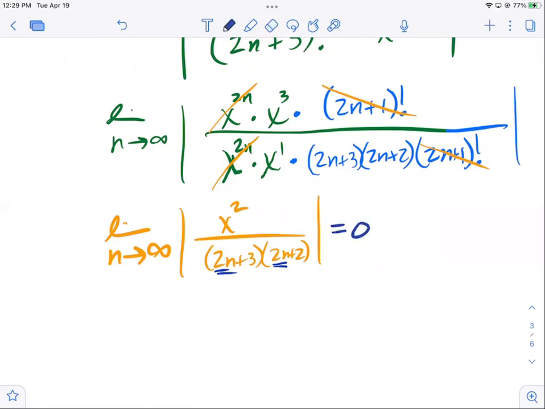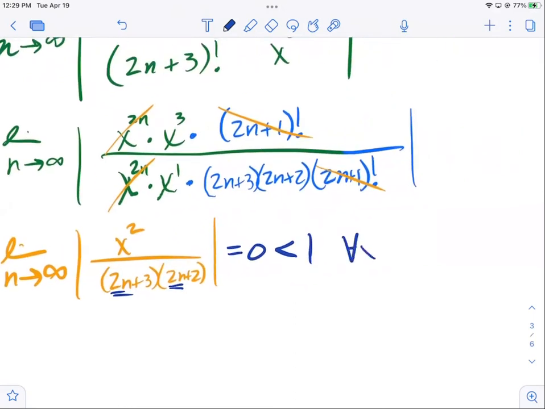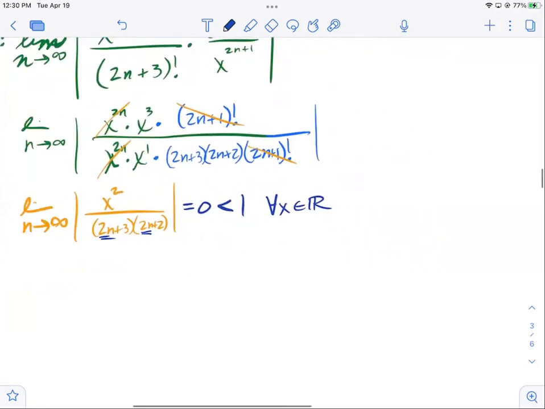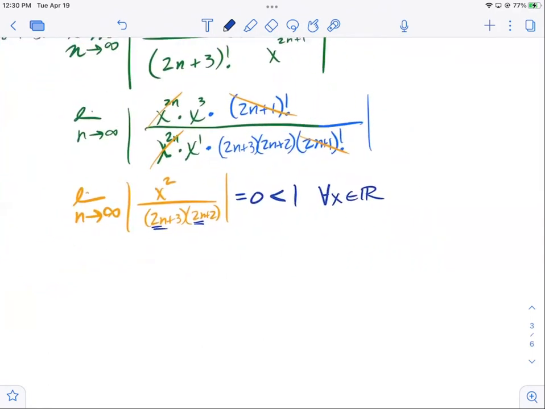The x's are gone. Now, by the ratio test, we want it to converge. But guess what? Isn't 0 less than 1 for all values of x? Yeah, 0 is less than 1 for all x in the set of real numbers. So it doesn't really matter what x is, right? If x were 5, that would be 25 squared over 4n squared. That goes to 0, which is less than 1. If x were a half, that would be 1/4 over 4n squared, which would still go to 0, right?